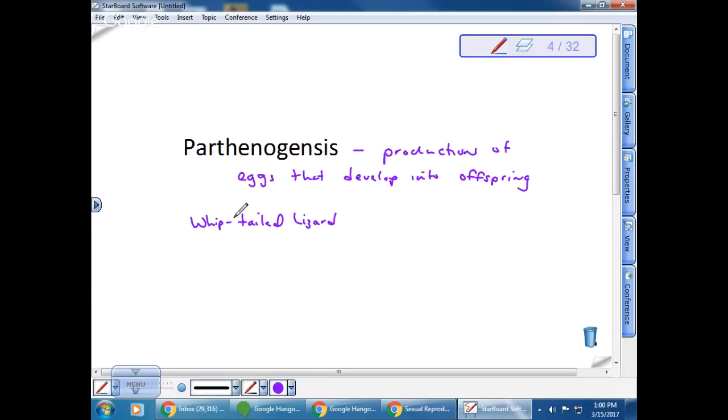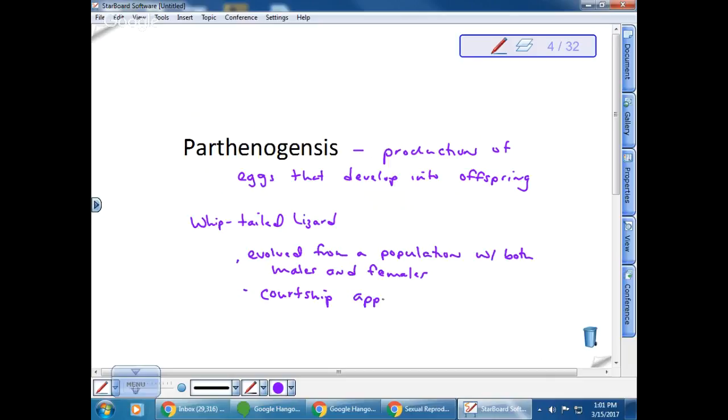The interesting thing about the whip-tailed lizard is that they're asexual now, they do parthenogenesis, but they're thought to have evolved from a population that had both males and females. And the reason why they think this is that courtship appears to be necessary for ovulation.